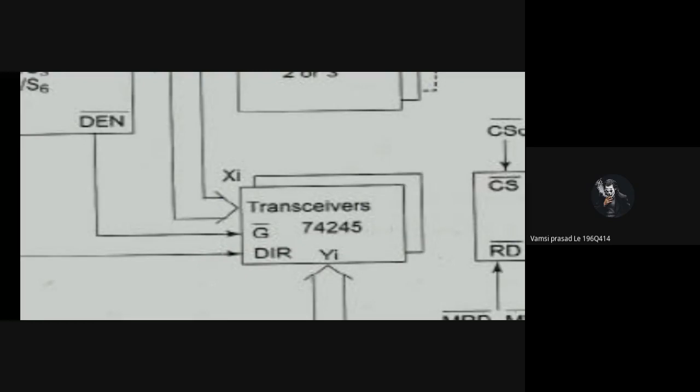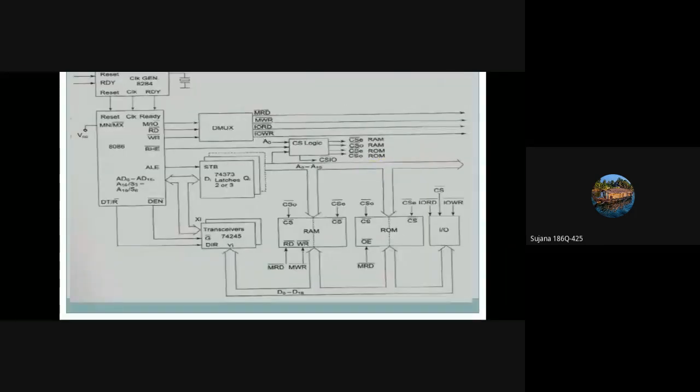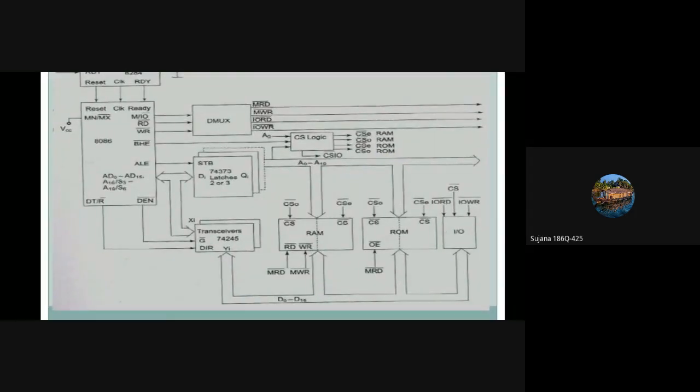You can see the screen, right? Yes, ma'am. Okay, this is how the connections are established between the 8086 and all other components.